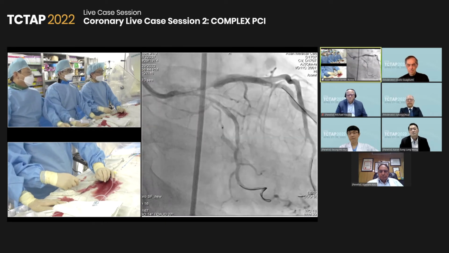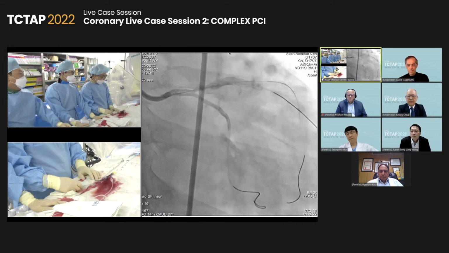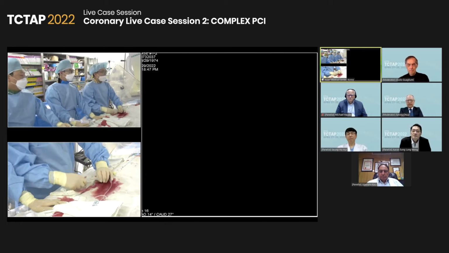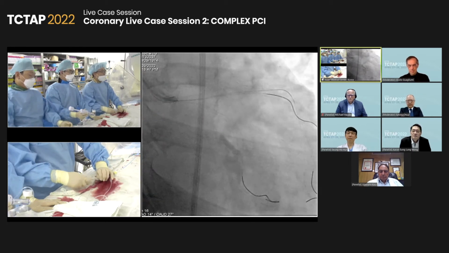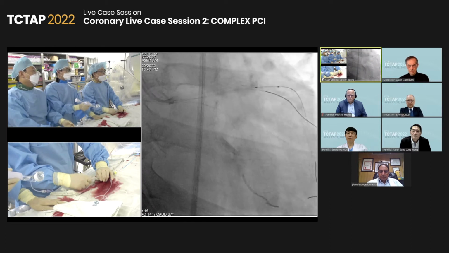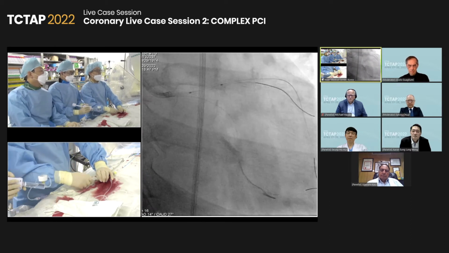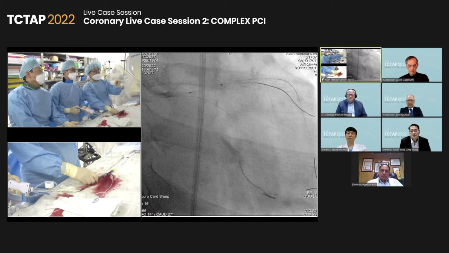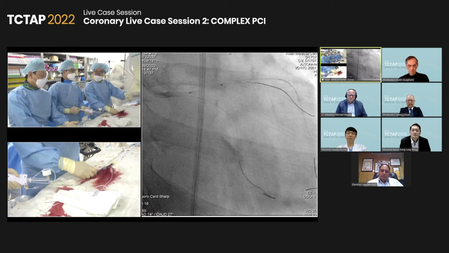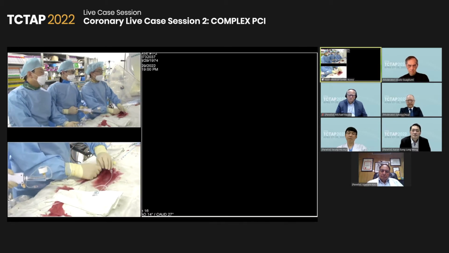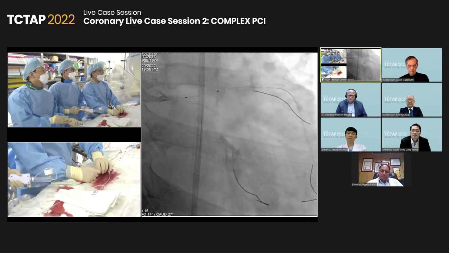Okay, we put in a 7 French guiding catheter, femoral approach, and we're going to do pre-dilation. This is a 3.5 NC balloon, and at the LAD ostium there was some circumferential calcium. We tried to crack the circumferential calcium in the LAD ostium.